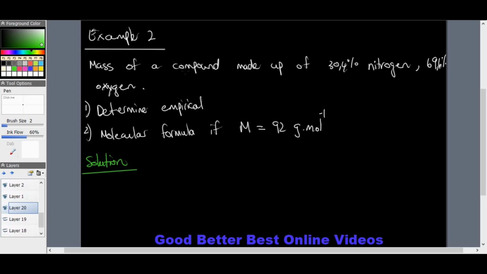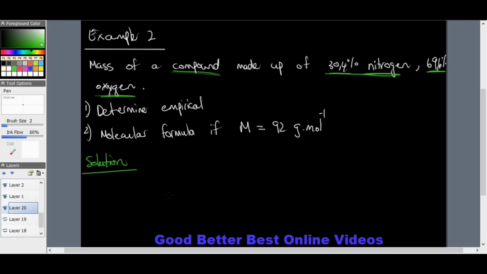They say a mass of a certain compound, okay? So there's more than one substance here. It's made up of 30.4% nitrogen and 69.6% oxygen. How many substances are here? Only 2, all right? Only 2 substances, nitrogen as well as oxygen, okay? So that's cool, all right?